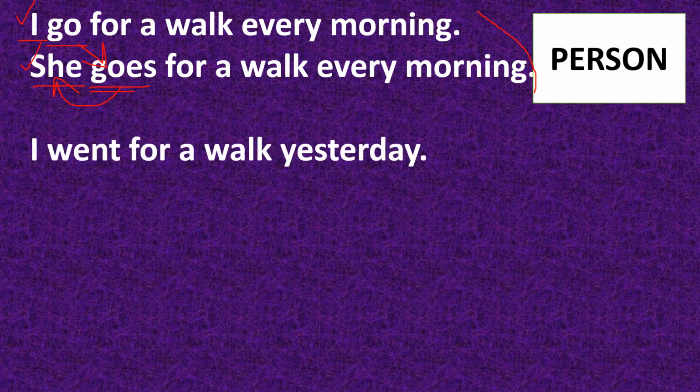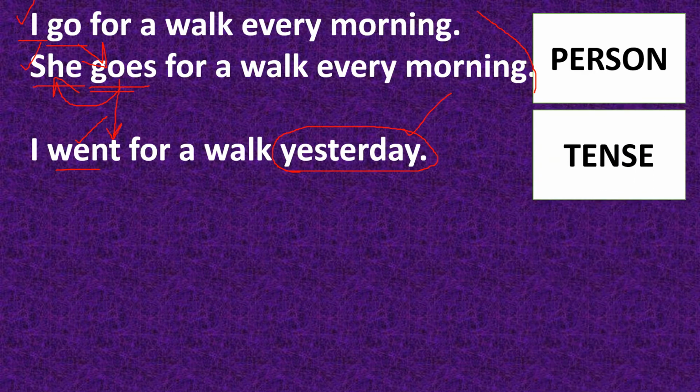Next one. I went for a walk yesterday. Here go becomes went. Why? According to the time. This is called tense. The second sentence is in the simple past, so here we have written the second form of the verb. So here the verb is changed according to the tense. Let's go to the next step.